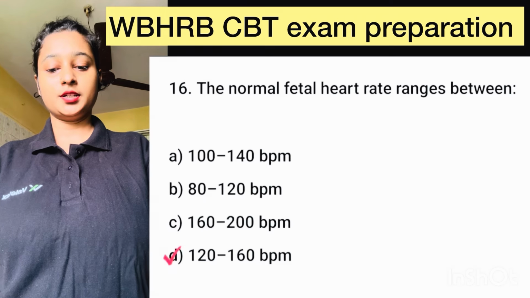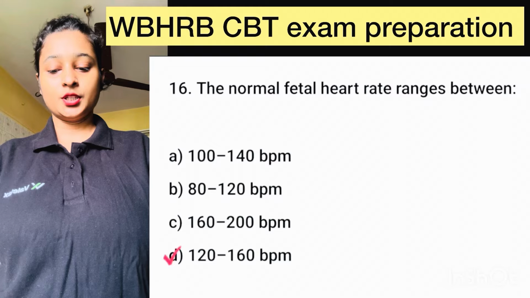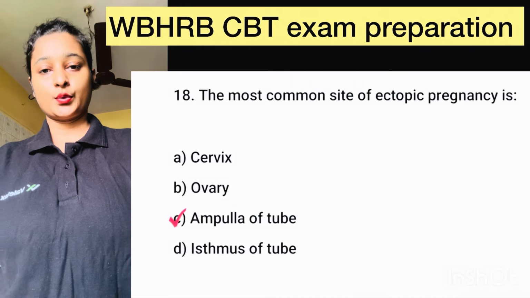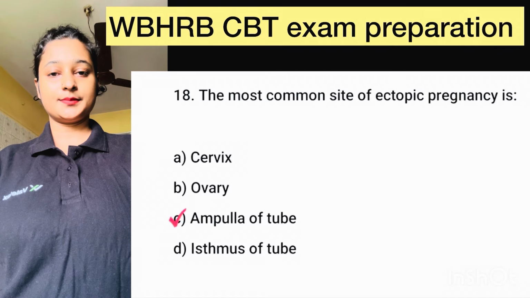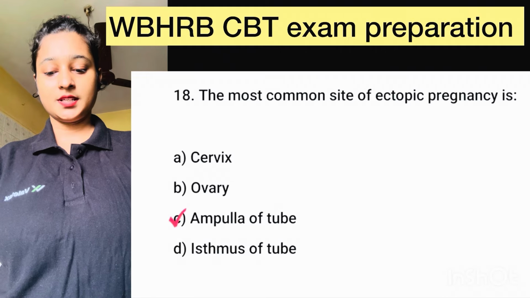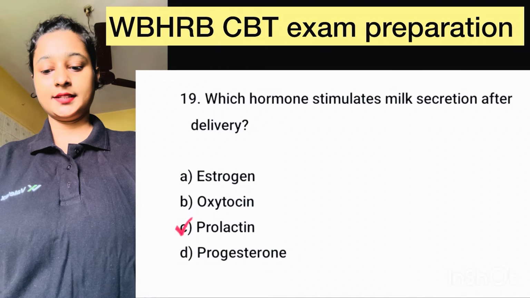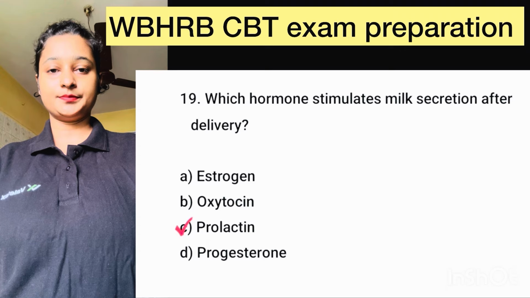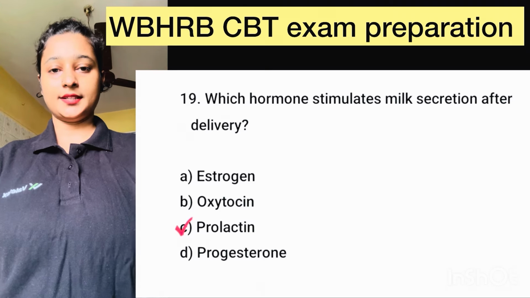Question number 16. The normal fetal heart rate ranges between. Here correct option is option D, 120 to 160 beats per minute. Question number 18. The most common site of ectopic pregnancy is. Here correct option is option C, ampulla of tube. Question number 19. Which hormone stimulate milk secretion after delivery? Here correct option is option C, prolactin.